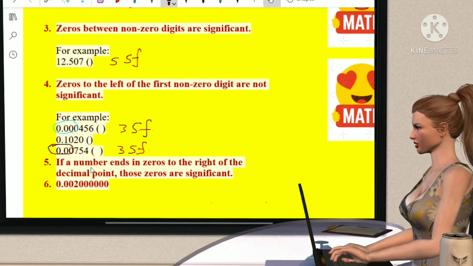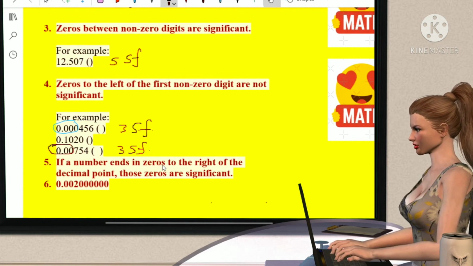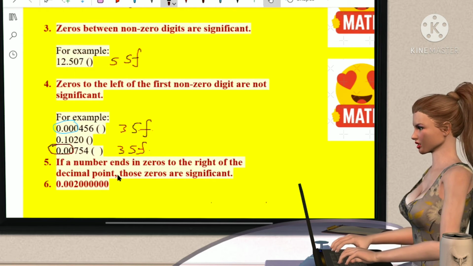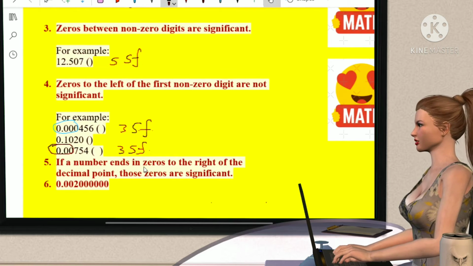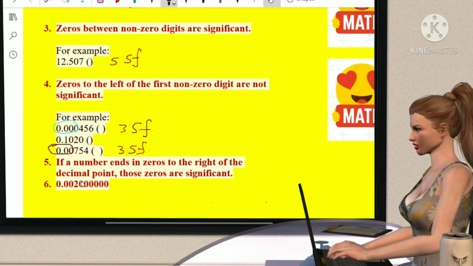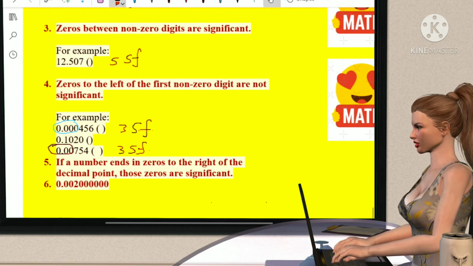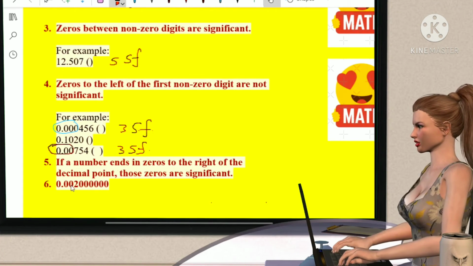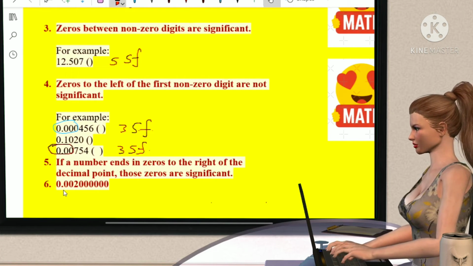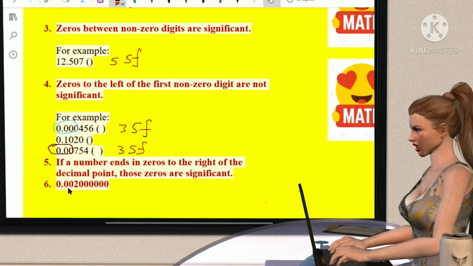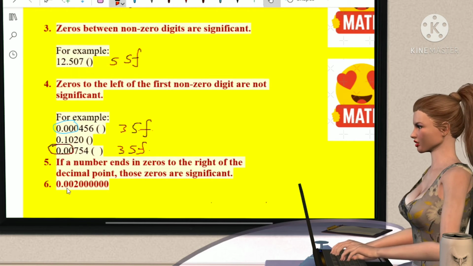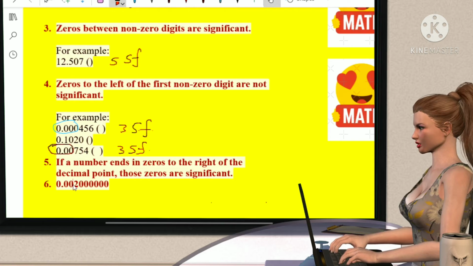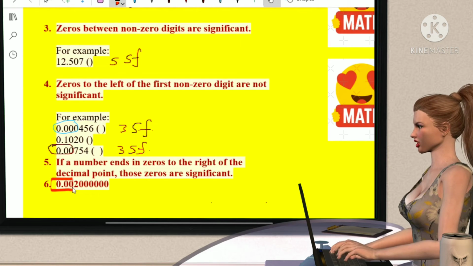Alright, number 5. Very important. It says if a number ends in a 0 to the right of the decimal point, those zeros are significant. Okay, so let's look at this number down here, 0.00. Alright, now I don't want a conflict where persons will say that these two zeros are to the right of the decimal. The problem with these two zeros is that they come before any significant figure. So for that rule, all of these zeros right here are not significant.